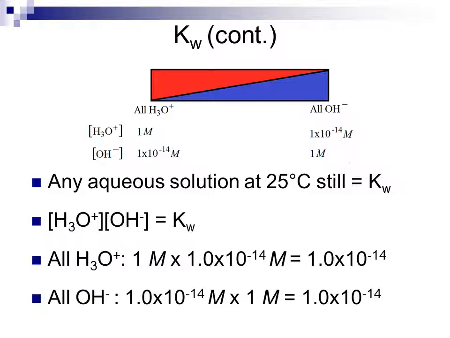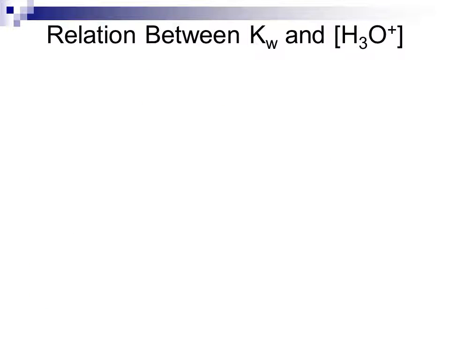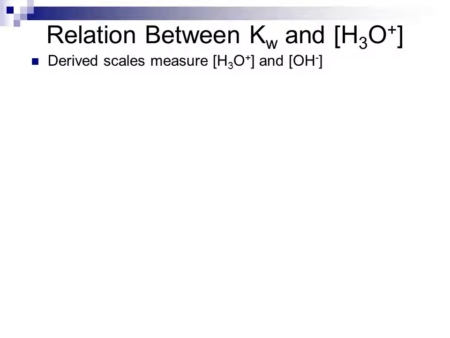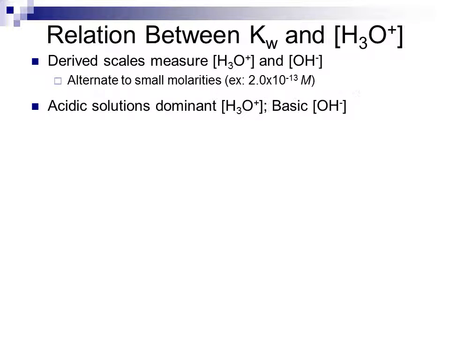The same is true for the right-hand side with all hydroxide, except that the numbers are reversed. 1.0 times 10 to the negative 14 is now the hydronium concentration, and 1 molar is the hydroxide concentration. In examining a relationship between the autoionization constant Kw and hydronium, we can use a derived scale that measures the concentration respectively of hydronium and hydroxide. This provides an alternative to using small molarities like 2.0 times 10 to the negative 13 molar for these concentrations.